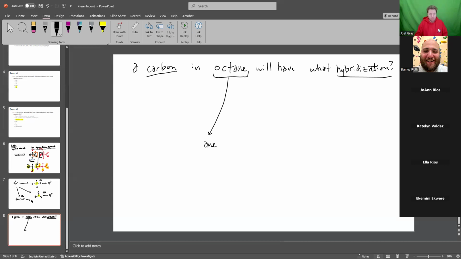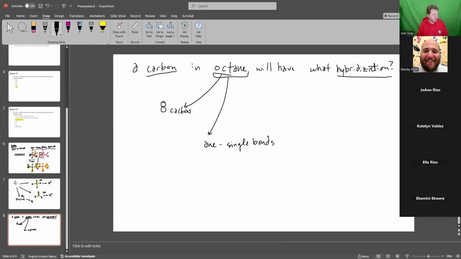ANE means nothing but, oh, that's ENE, octene. ANE means we've got nothing but single bonds. So ANE, okay. What about the OCT? We've got 8 carbons. Okay, so we've got 8 carbons and a bunch of single bonds.